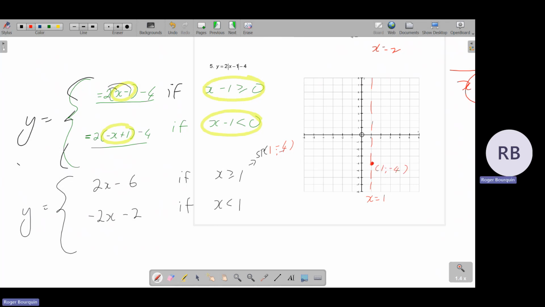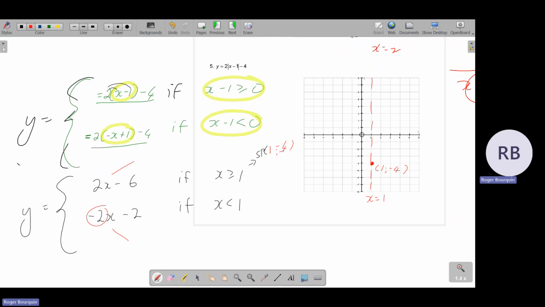Now let's think about the shape of this thing. The graph 2x minus 6, is it going to go left to right up or left to right down? Left to right up. And why? Because the gradient is 2. And this one? Down, because the gradient is negative. So when to the right of 1, this graph is going to go uphill. If x is bigger than or equal to 1, it goes up. And to the left, the gradient is negative, so it's going to have this shape. Absolute value graphs always have this V shape.